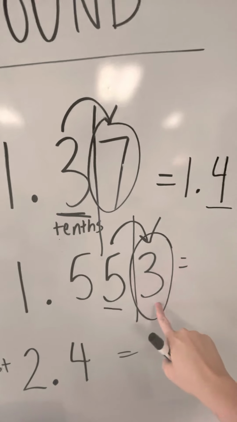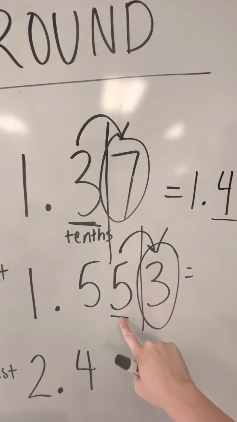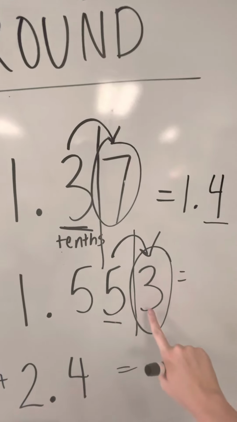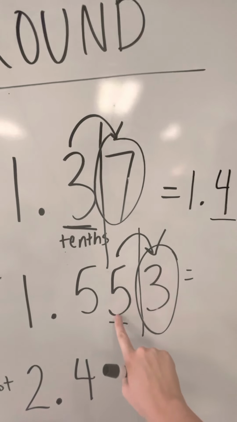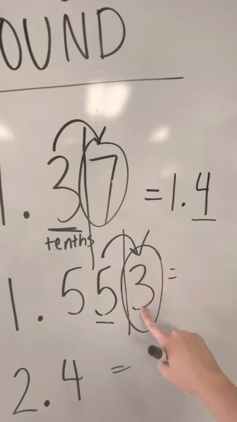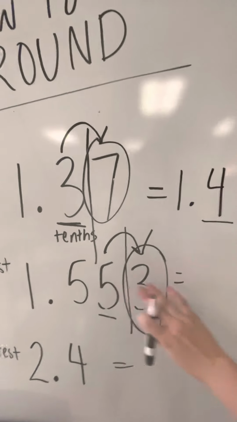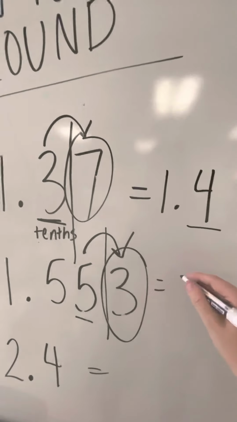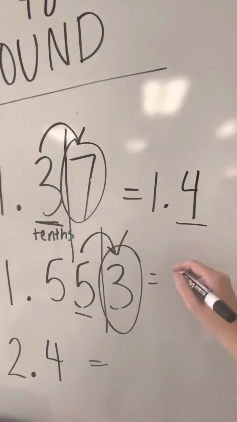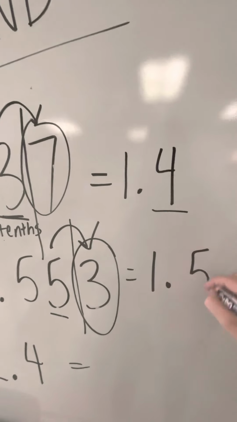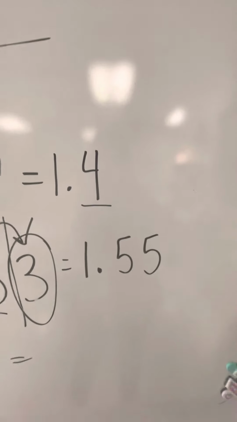If the next door neighbor is 5 or more, I'm going to make this a 6, raise the score. If it's 4 or less, I'm going to keep this a 5. 3 is less than 4. So we're going to let it rest, keep it a 5, get rid of everything after it. So 1 and 553 thousandths would become 1 and 55 hundredths.